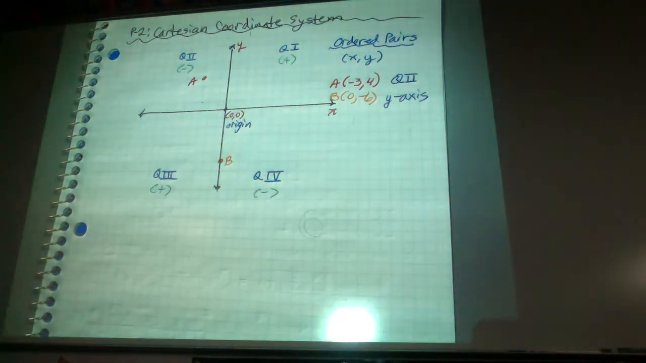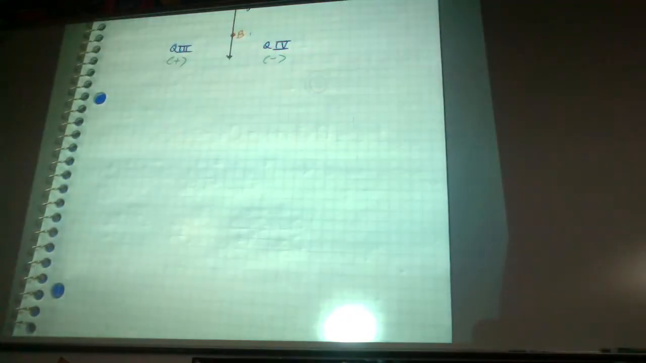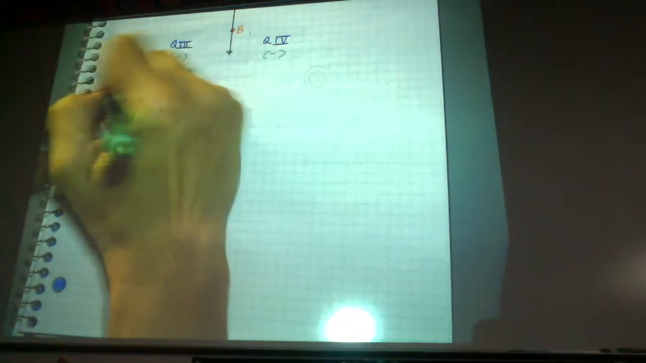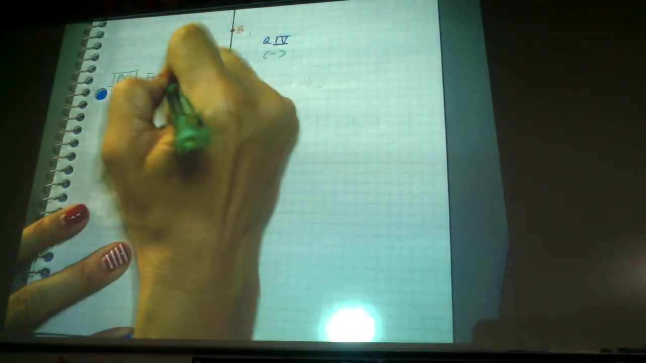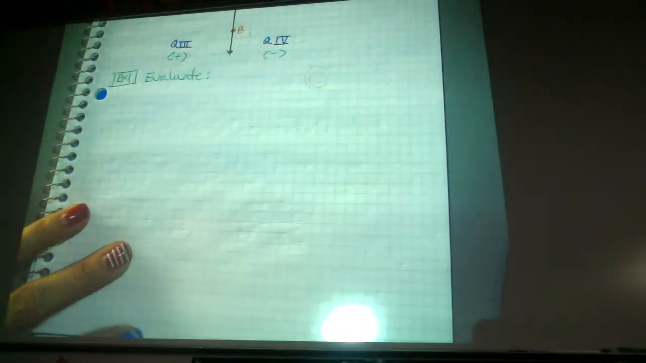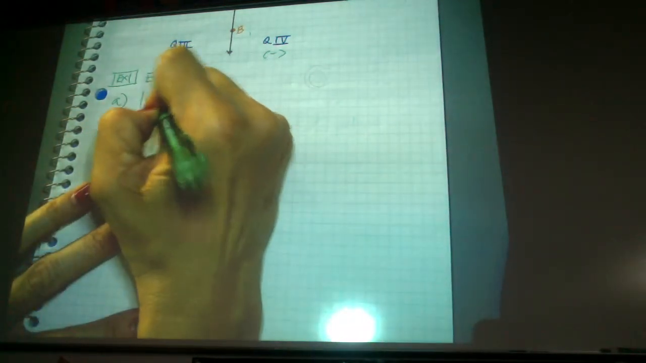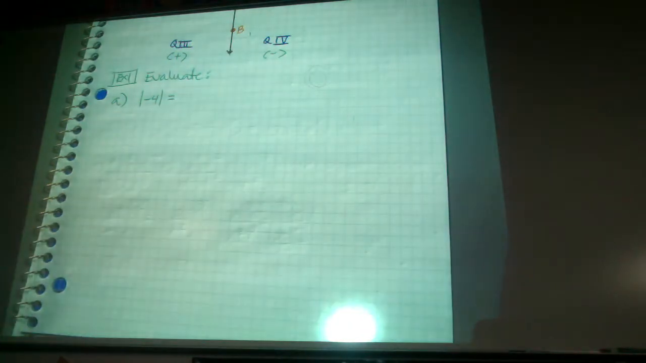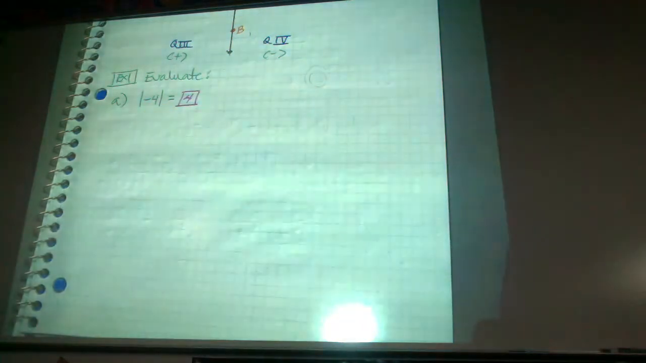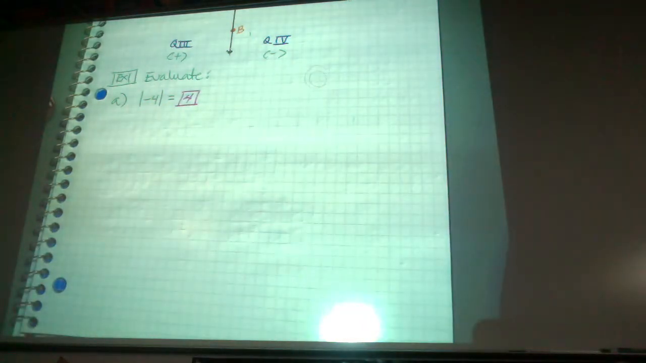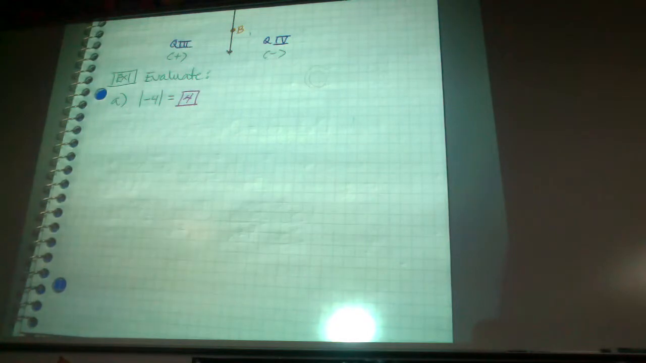Alright, so enough about that. Let's evaluate. So example 1. You will evaluate. This is a really difficult question. Absolute value of -4 equals what? 4. What does absolute value mean? Very good. The distance a number is from 0 on the number line.